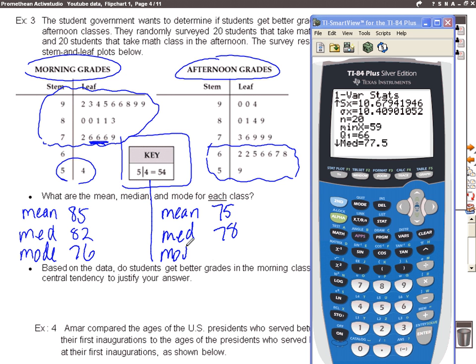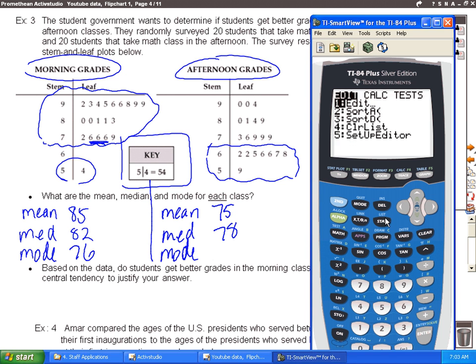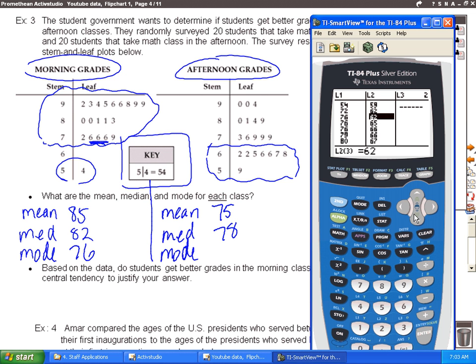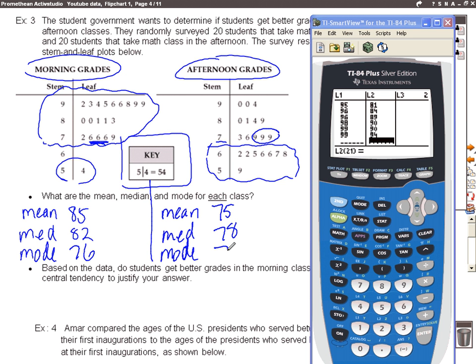And then the mode, again, you can look at your stem and leaf, or you can go back to the data in the calculator. 62 is appearing twice. 66 is appearing twice. 79 is appearing 3 times. Looks like 79, and again we can confirm that in the stem and leaf. We see that 79 occurs 3 times, and that is the mode. That is the value that's used most often.